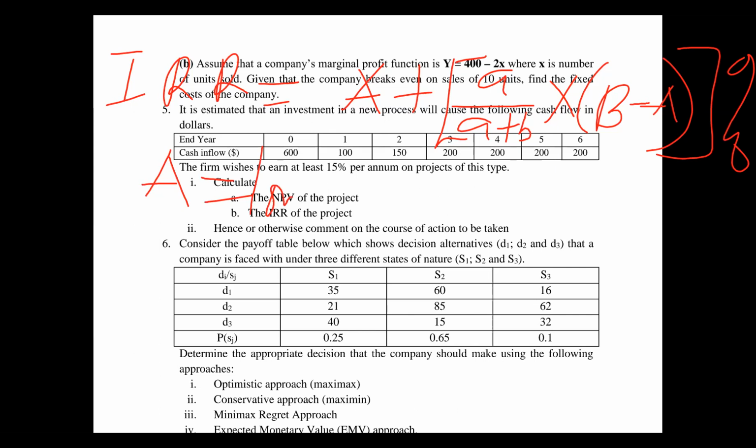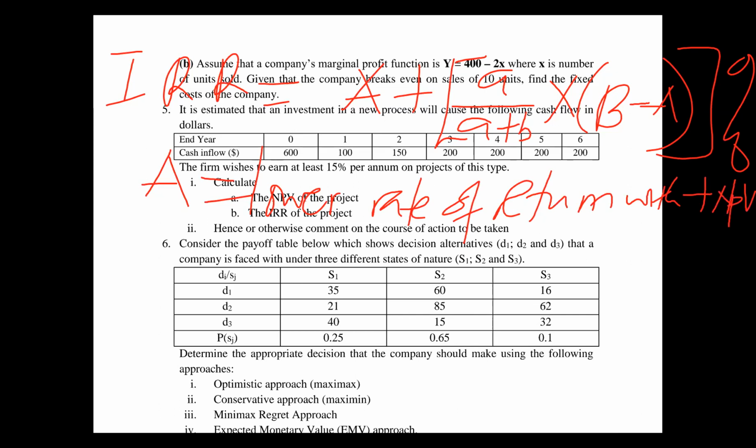The lower rate of return with a positive NPV. Then capital B is the higher rate of return with negative NPV. Is that clear?